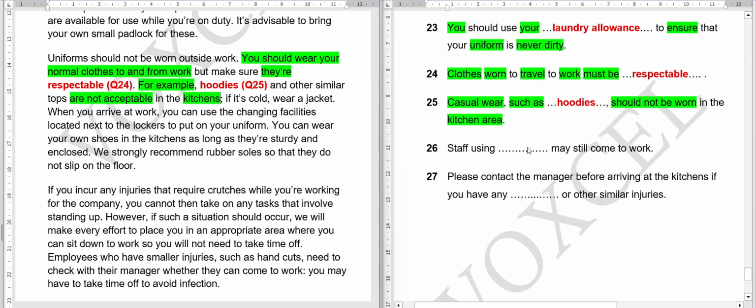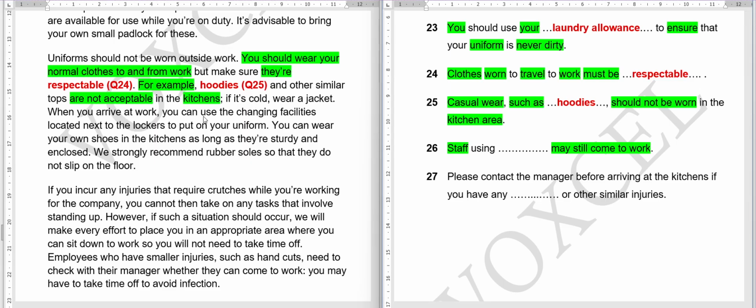Staff using something may still come to work. Okay, now we have to tell the staff, basically people working for this particular restaurant, using something, basically they may still come to work. So if staff is using some sort of equipment or some sort of gadget or something like that, let's see what kind of thing it is, they may still come to work. So it is possible that they can come to work if they are using something. Let's see what it is.